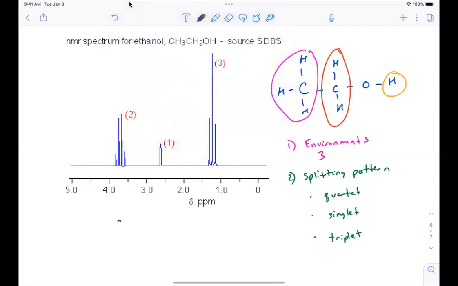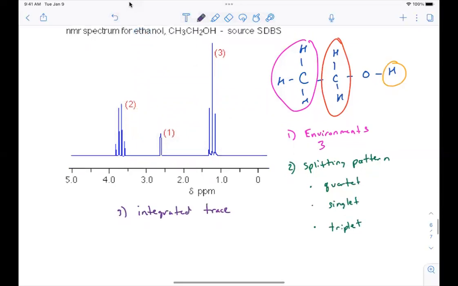The third thing is the integrated trace. Now this one, they wrote it for you. The number in red is the integrated trace. So what is the ratio of hydrogens in these environments based on our integrated trace here? 2 to 1 to 3, or 1 to 2 to 3, whatever order you want to write.